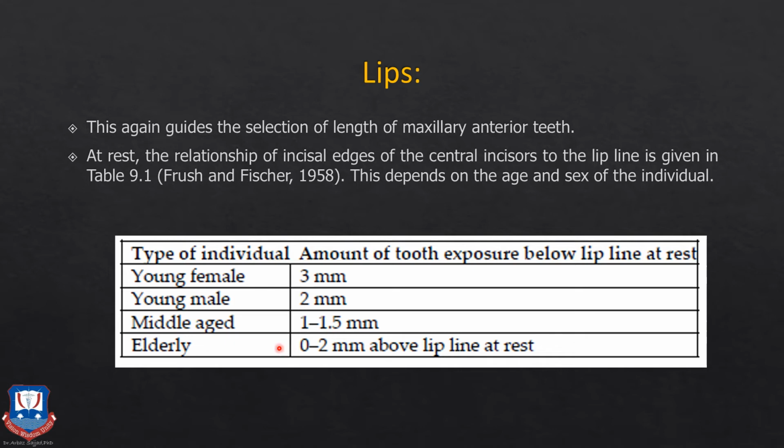Whereas in elderly patients, 0 to 2 mm above the lip line. That is, in elderly patients at rest, there should be no visibility of the upper anterior teeth, because in elderly patients the lips generally droop, the lower teeth become visible, and the upper teeth are hidden from the person viewing them. So this is according to lips. We can select the height of the anterior teeth.